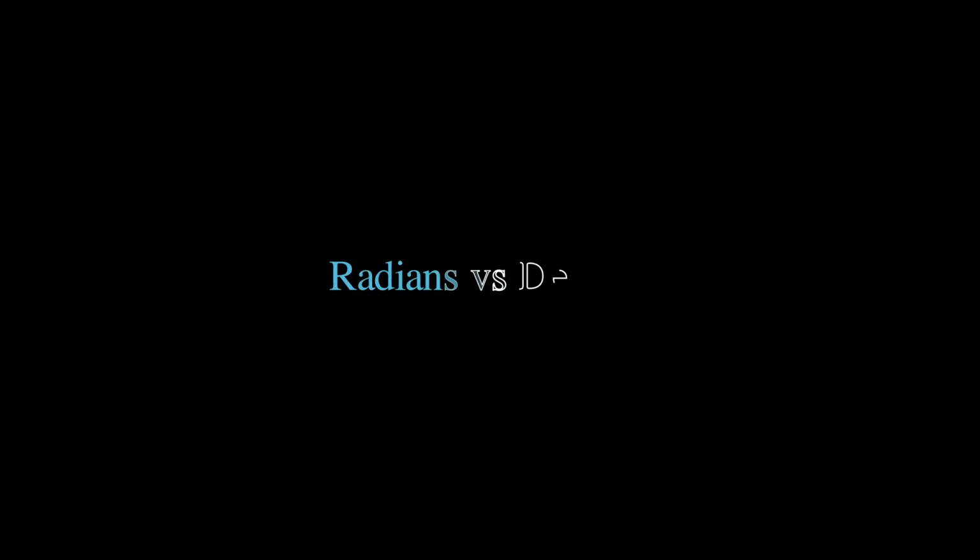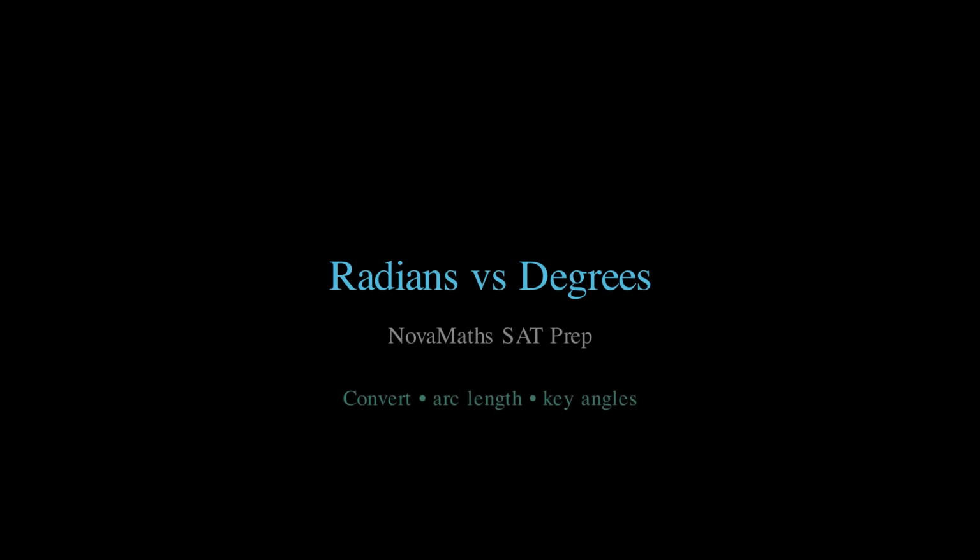Radians and degrees both measure rotation, but they use different units. The SAT expects you to switch fluently between them. This lesson covers the conversion factors, a few quick examples, arc length in radians, and the memory angles you should know cold. We will also talk about the classic mistake, multiplying by the wrong fraction.